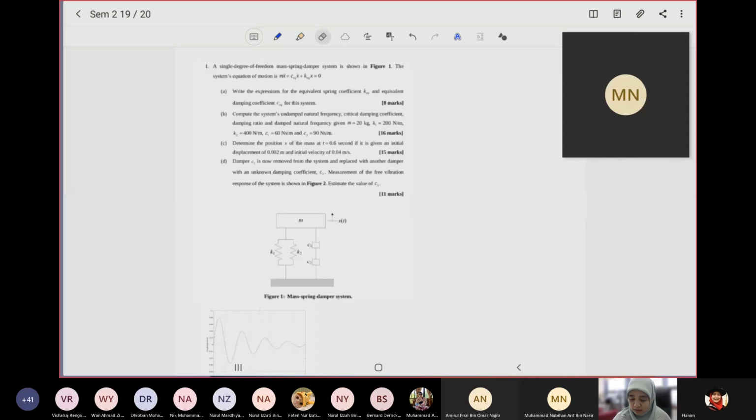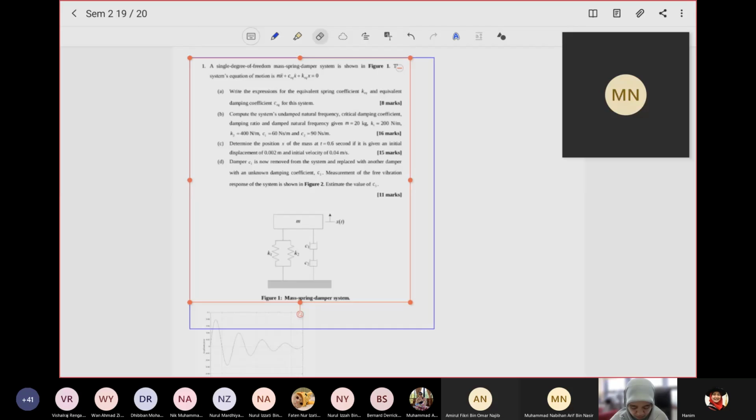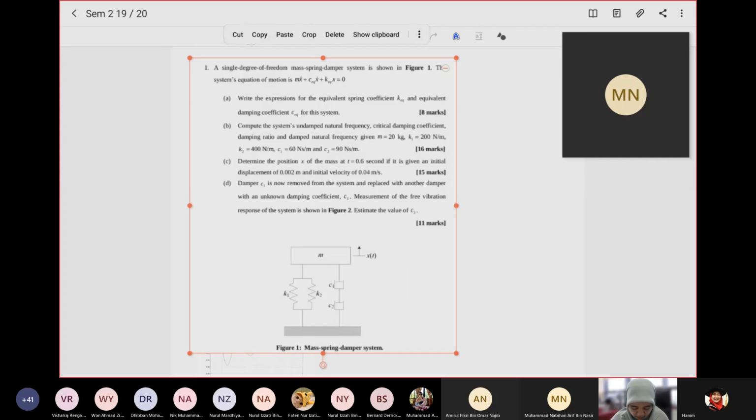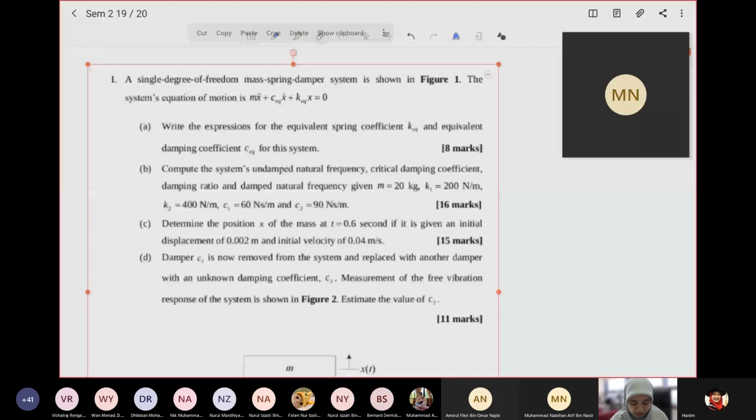I'm not sure if you can see this clearly. Hopefully you can see it clearly. Okay, this is actually a previous one, maybe not very clear. Okay, can you see the screen?